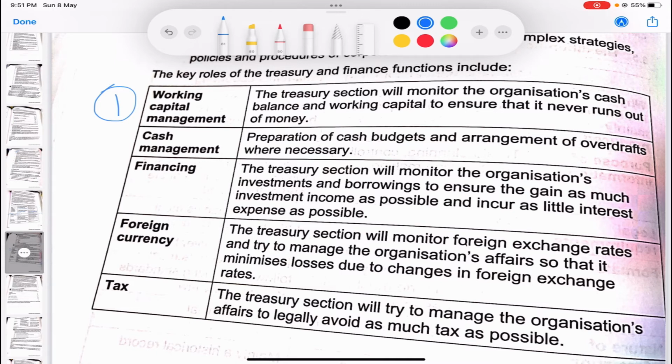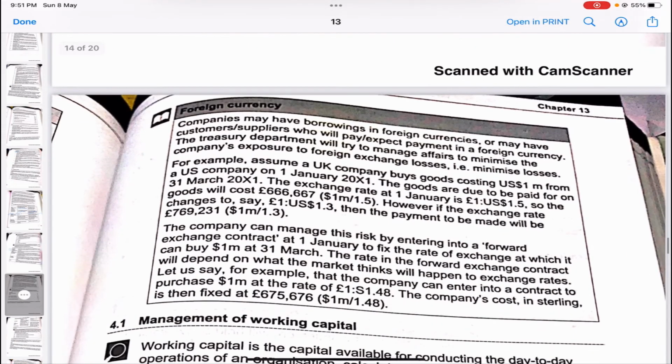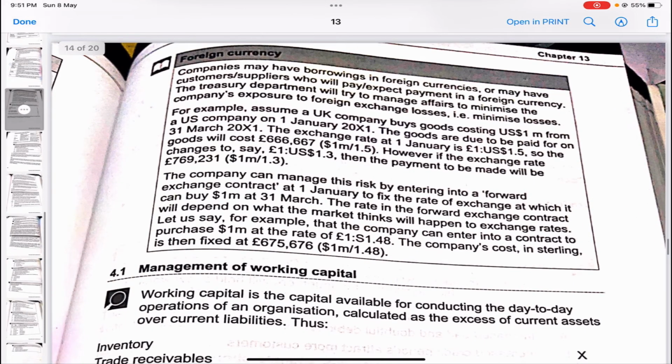And then we have tax. The Treasury section will try to manage the organization's affairs to legally avoid as much tax as possible. So what are the key roles of the Treasury? So they maintain the working capital, cash management, financing, foreign currency, and tax. Hope that's clear.